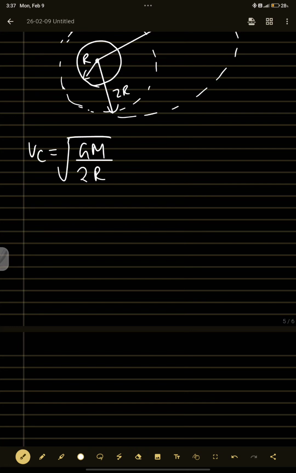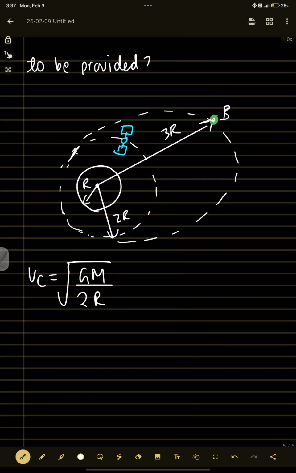Where is this location? From B, you draw a line diametrically opposite this point. This is the firing point, where the velocity vector will be perpendicular to this, and this will become r minimum of the ellipse. Okay? R minimum of the ellipse. And what is that r minimum? 2r. Now you will be able to find the velocity just after firing.